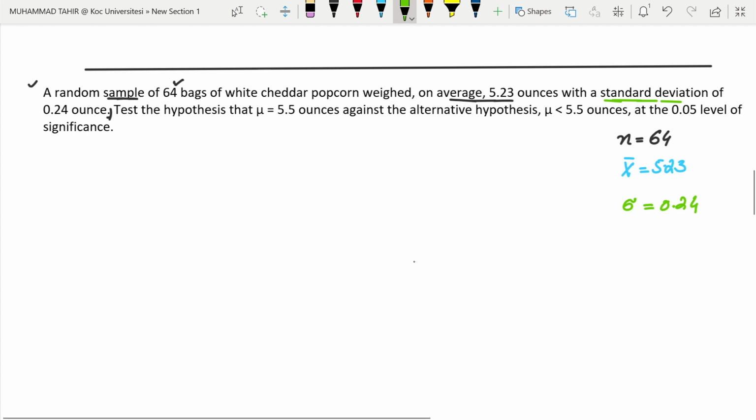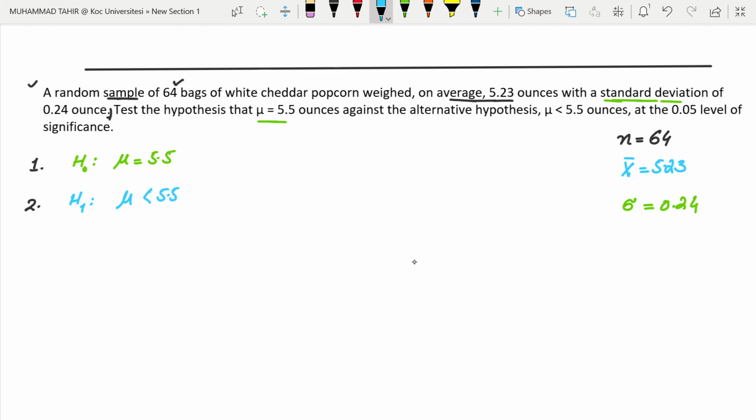Now do the drill. First step, write H0. In this case it is simply given: mu is equal to 5.5. Step 2, write H1. H1 is mu is less than 5.5. Alright, what is the third step?